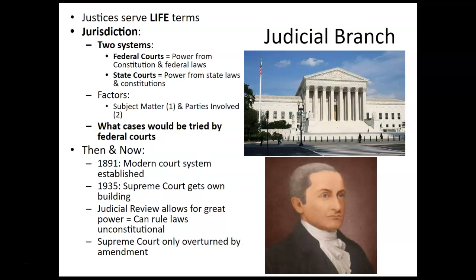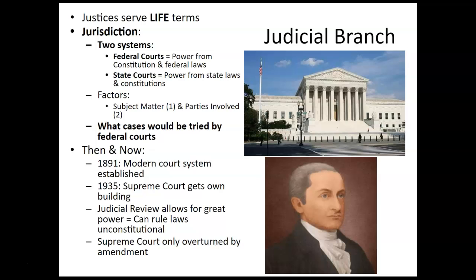So the Supreme Court is a very important branch of our government, but it has been organized and developed more slowly than the other two. And really, it took almost 120 years for our government to establish the modern court system that we have today, and put it in use.